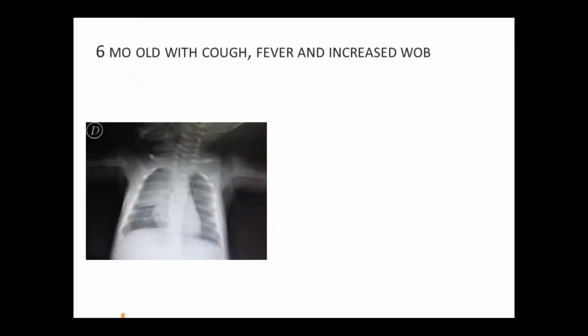So here we have our first case. A 6-month-old boy comes in with cough, fever, and increased work of breathing. A chest X-ray is ordered for this patient.